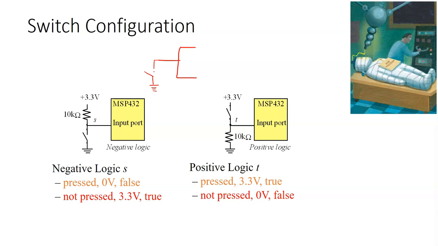Well, when the switch is closed and I read that pin, I'll read ground, and that's okay. But when the switch is open, this net is now floating. It's not connected to anything. It's not being driven high or low. And this can be a big problem.